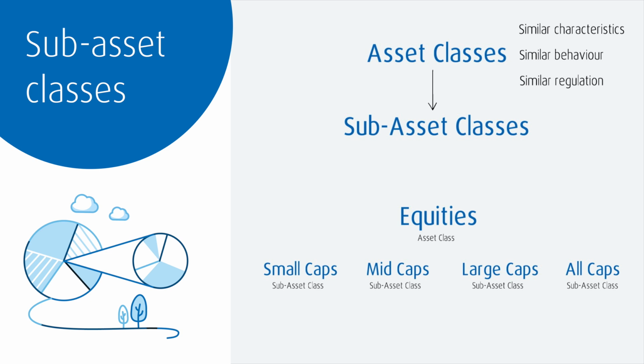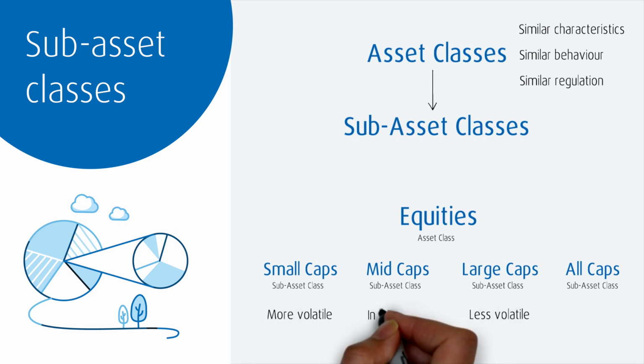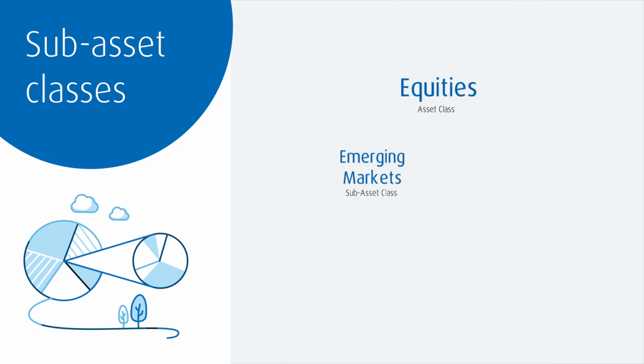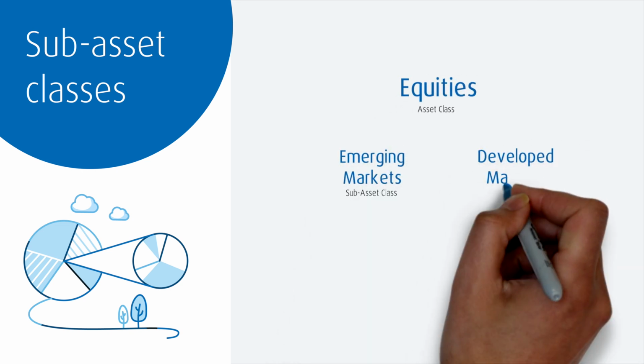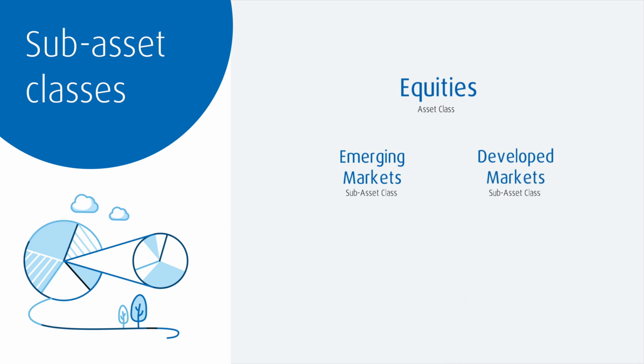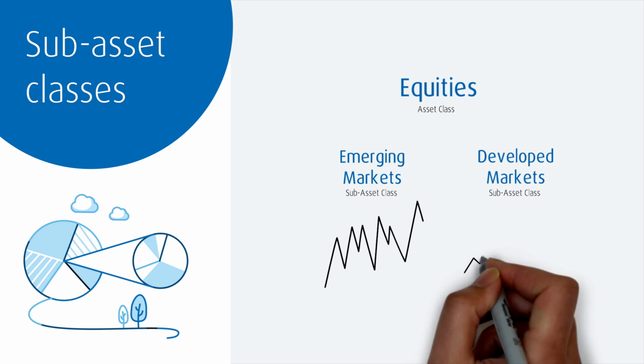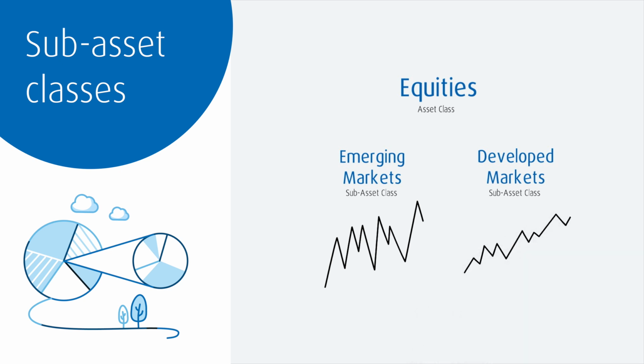You can think of sub-asset classes like narrowing down the risk and return characteristics a bit further. Small cap companies are often more volatile than large cap companies. They may also have the potential for slightly higher returns. Another type of sub-asset class example would be emerging markets equities versus developed markets equities. Stocks from emerging market countries may show higher risk and return potential than developed market countries, which in turn are more mature in their economic development.